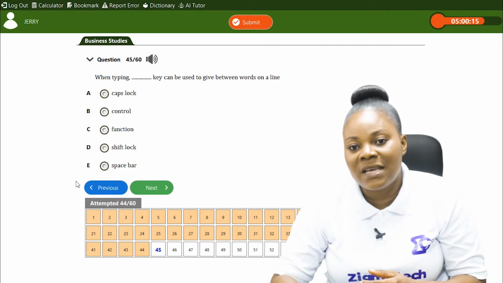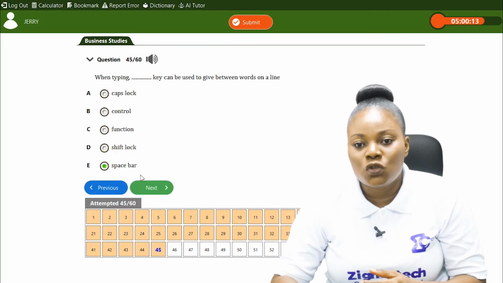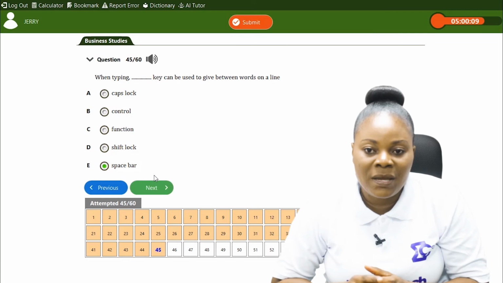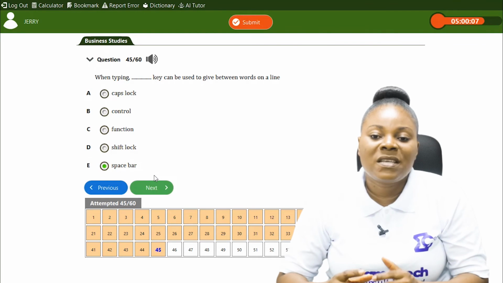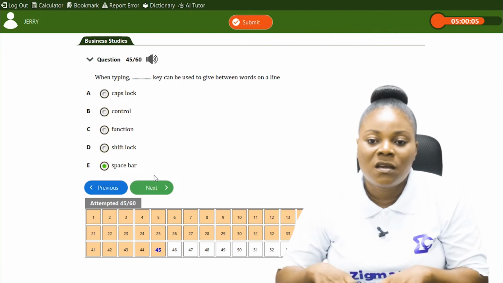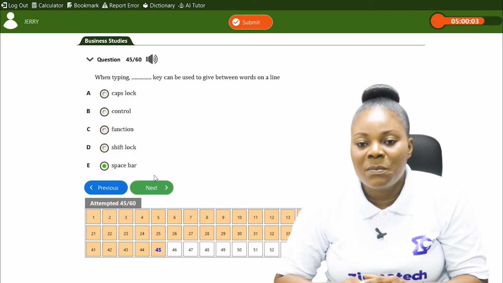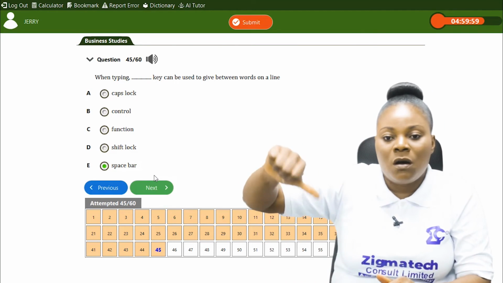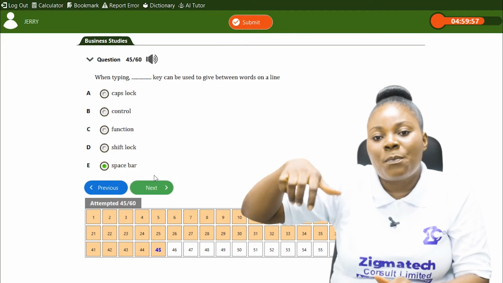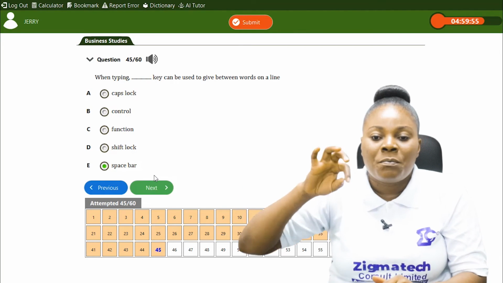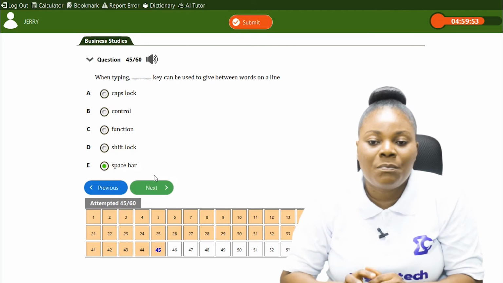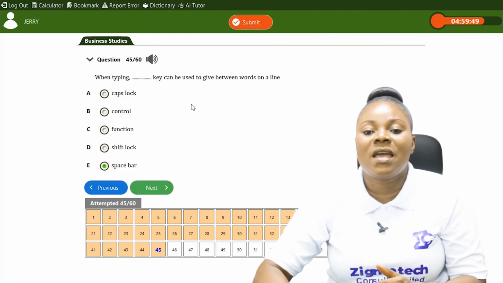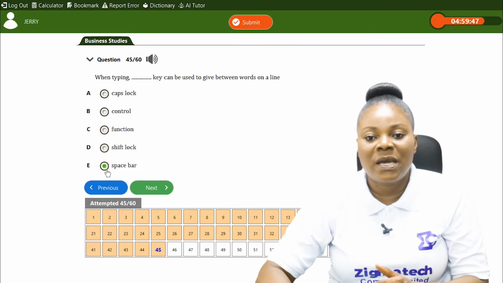The space bar is the key that you use to space your words while you're typing. The space bar is the longest key on your computer keyboard, and to press your space bar we use the thumb. The thumb is the appropriate finger for typing or using your space bar. So the correct answer here is option E, the space bar.